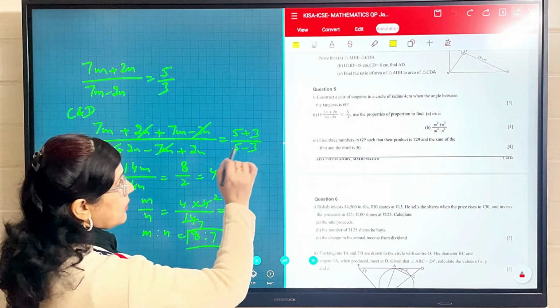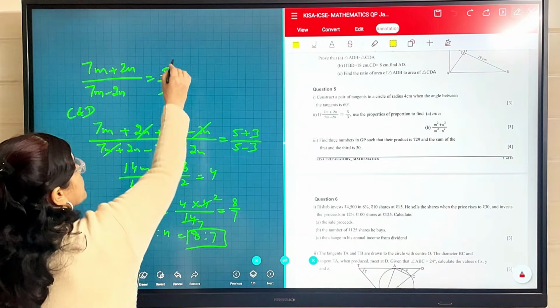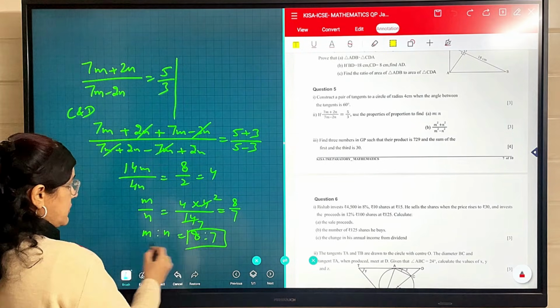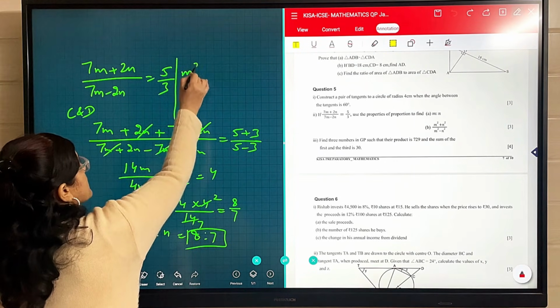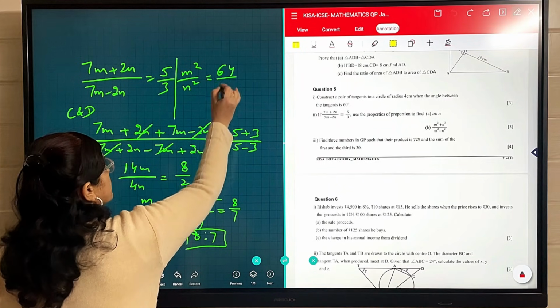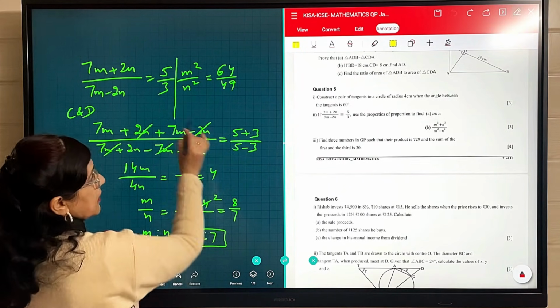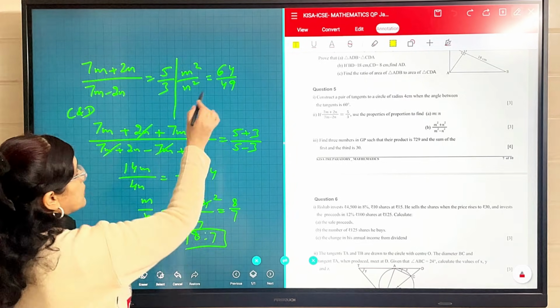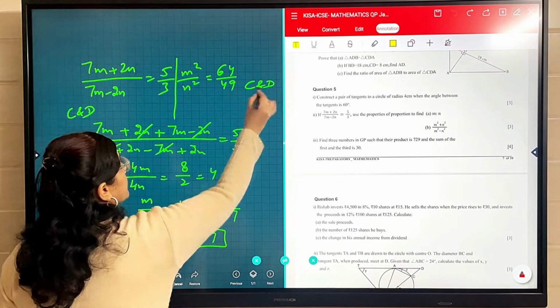Now the B part is also related to this question. M square plus n square we need. So m is to n is 8 is to 7. So what is the value of m square upon n square? It is 8 square, meaning 64, and 7 square, meaning 49. But we need the value of m square plus n square. So we are again applying componendo and dividendo.